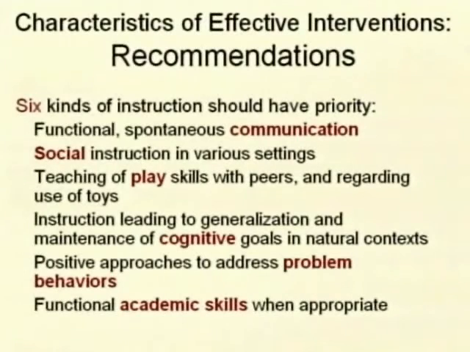So the active ingredients that came out of this big study, based on the review of comprehensive programs that had some evidence of efficacy. So these are the 6 kinds of instruction that really need to have priority in any intervention program for children, young children with autism. You need a functional, spontaneous communication system. I think we really need to think about that one.